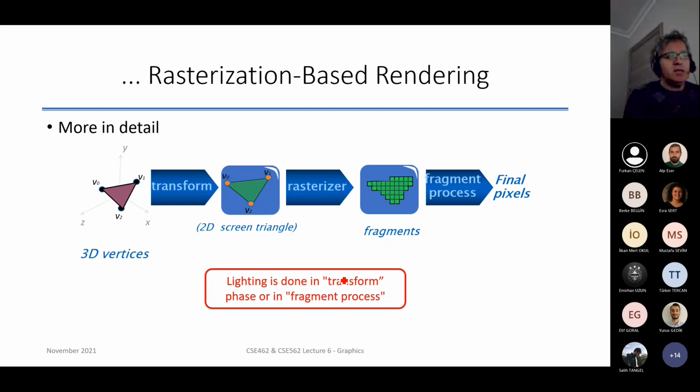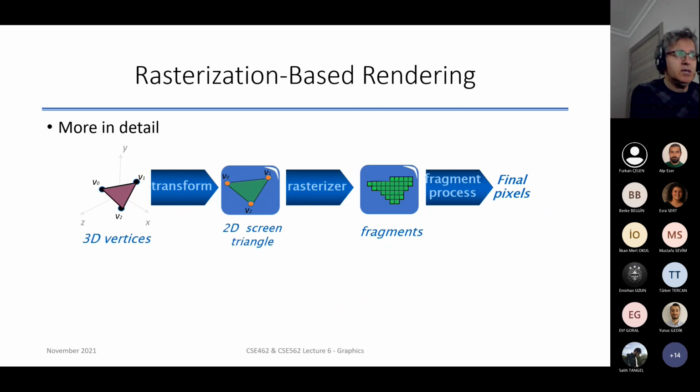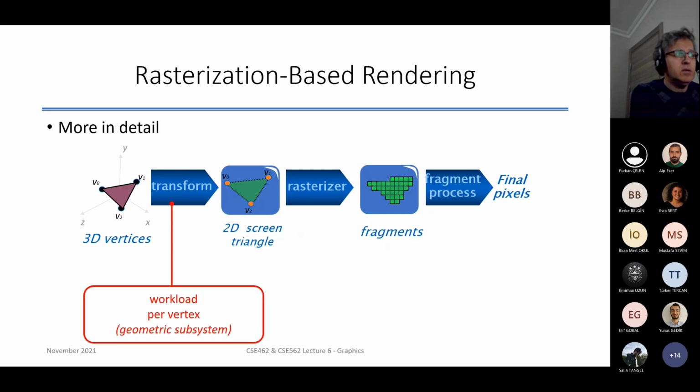So the lighting is going to be done during the transform phase here, and then you can also add it in the fragment processing as well. So you have two places where you can include your lighting transformation. All right.